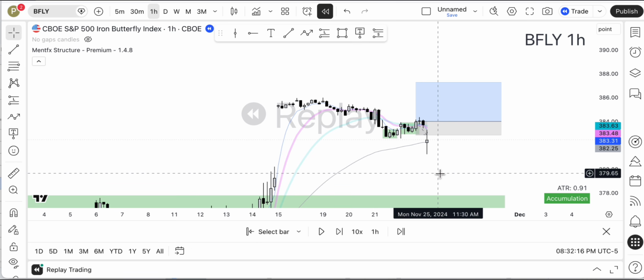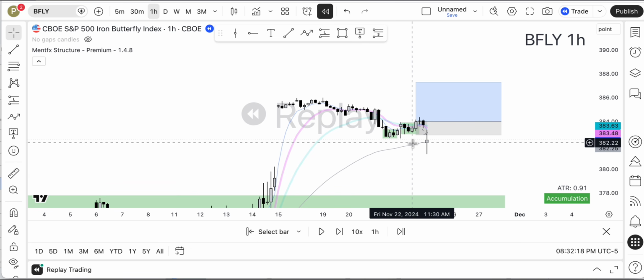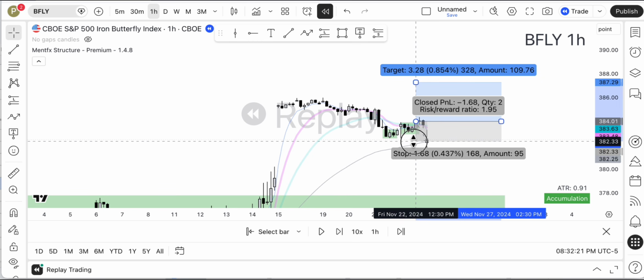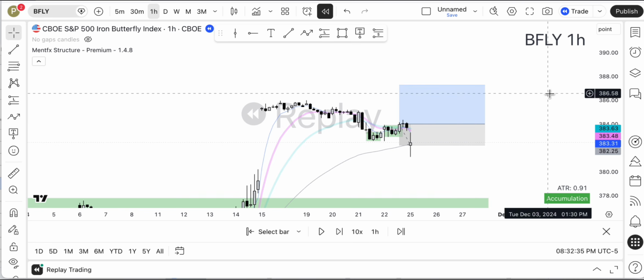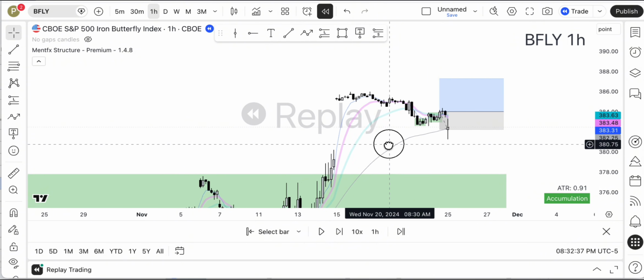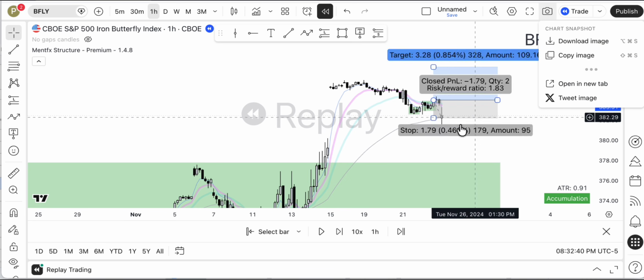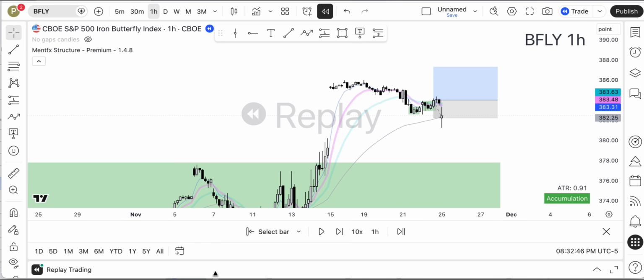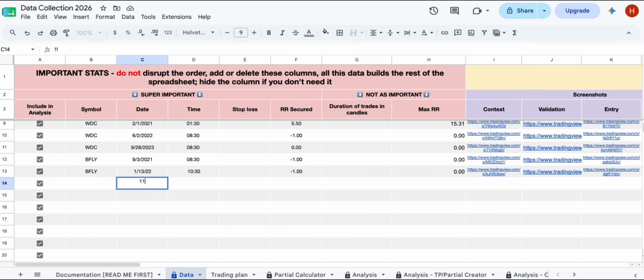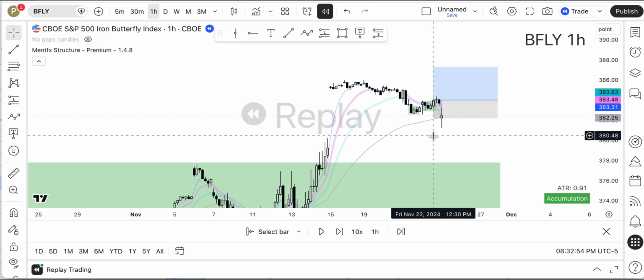Okay. Here's an instance where we actually opened lower than the original set stop loss. 12:30, November 22nd, 2024. 12:30? Yes.